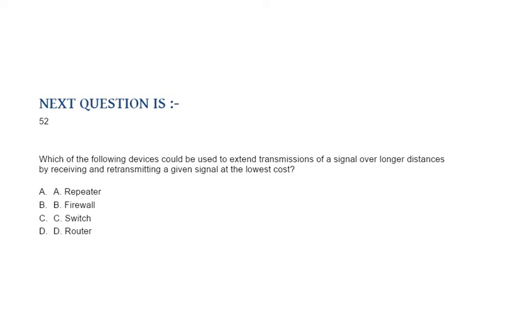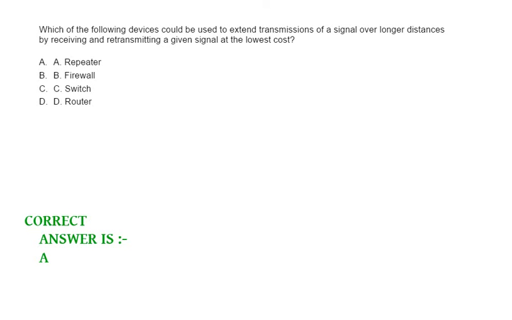Next question is which of the following devices could be used to extend transmissions of a signal over longer distances by receiving and transmitting a given signal at the lowest cost? Option A, repeater. Option B, firewall. Option C, switch. Option D, router. Correct answer is option A.